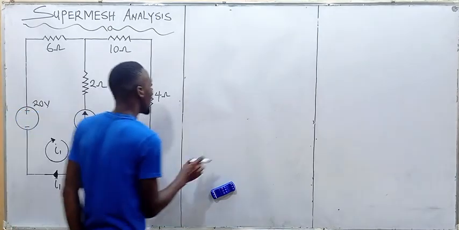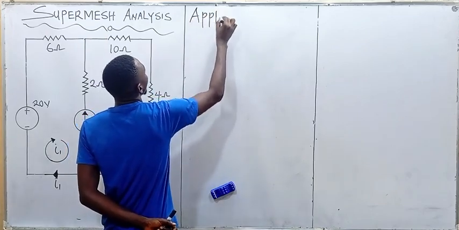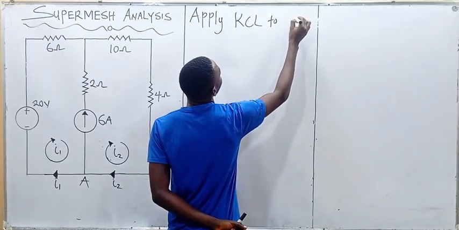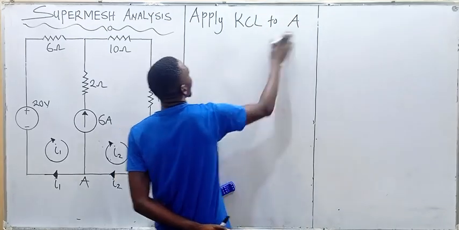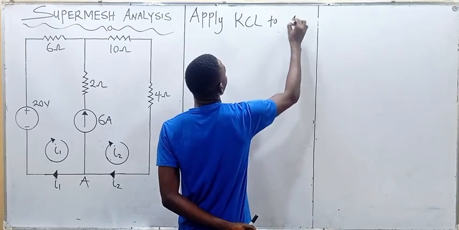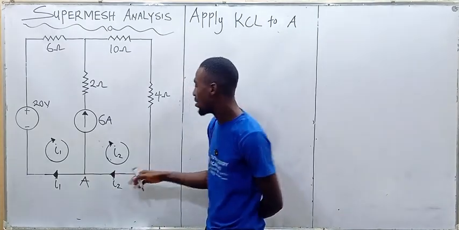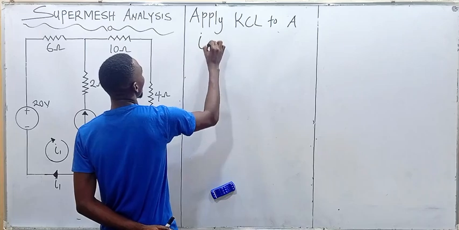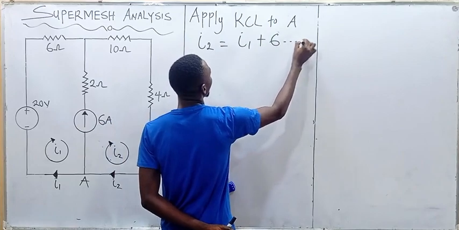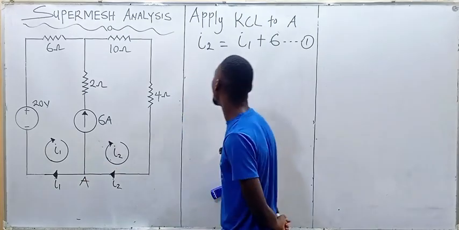All right, now the first thing is to apply KCL to node A. If you look at this, the sum of current that is coming in is I2. So I2 will be equal to I1 plus I6. This is going to be equation number 1. You can see I1 is going away from this node and I6 is also going away.